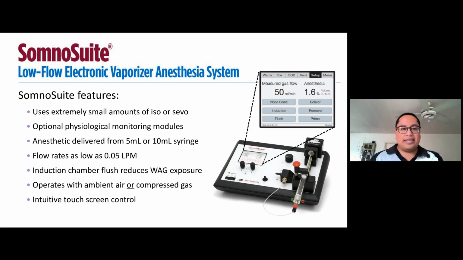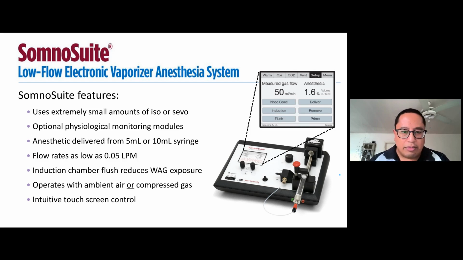The SomnoSuite has an intuitive touchscreen control. Both the flow rate and anesthesia percentage are displayed in large numbers, as you can see in the little diagram here. You have your flow rate on the left side and your anesthesia percentage on the right side. Along the top are tabs for additional modules that can be added.